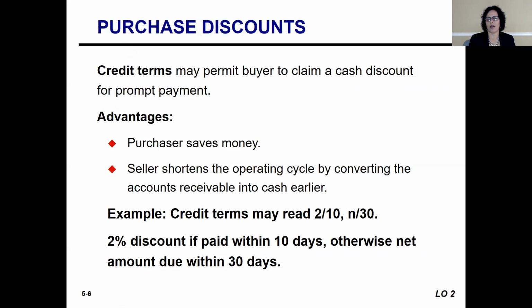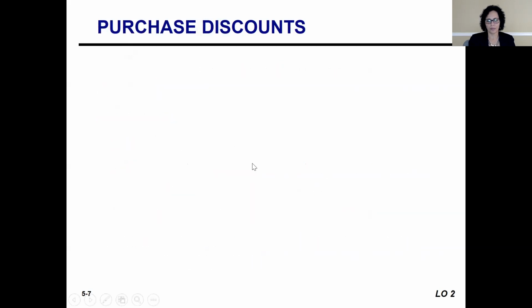May 5th is day 1. May 6th is day 2. May 7th is day 3, so on and so forth. Okay? So that's how you would count, and you have 10 days. If you pay within that 10-day period, you get the 2% discount. Otherwise, you have to pay the full amount.